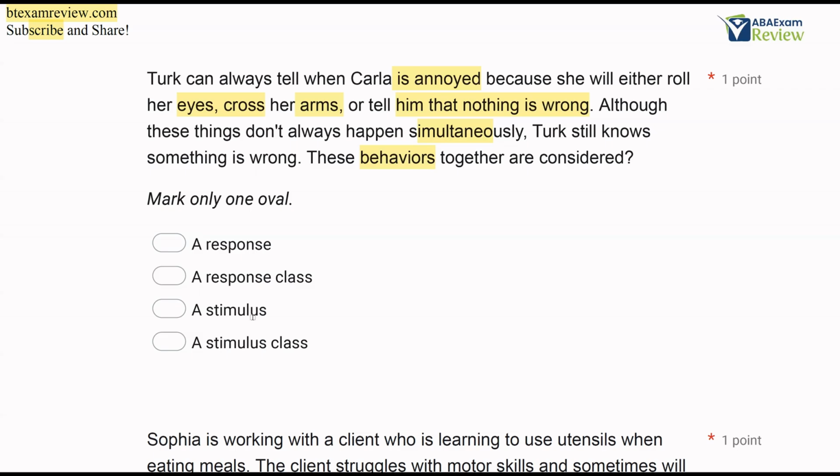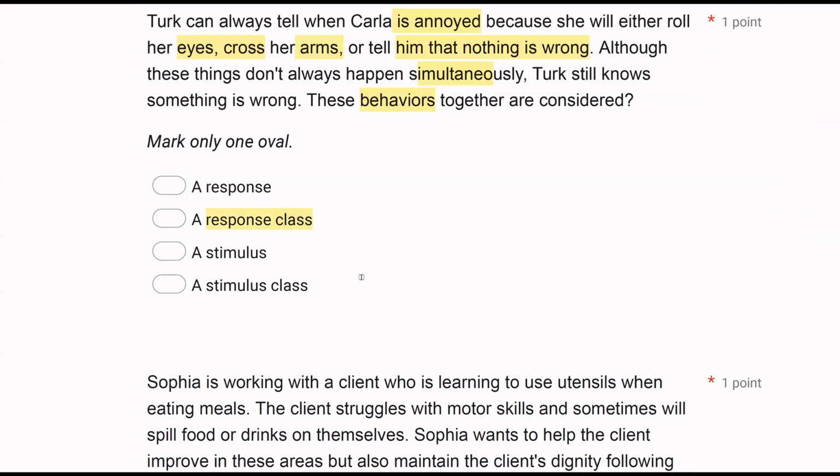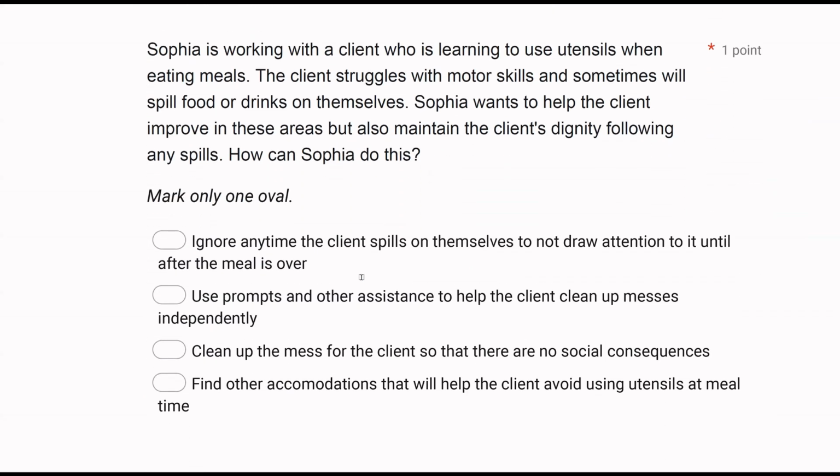Then you have a stimulus and a stimulus class. We're not looking at the stimuli here. We're looking at the responses of rolling eyes, crossing arms, saying nothing is wrong. What we have is a group of responses that are serving the same purpose, which is going to make them a response class.